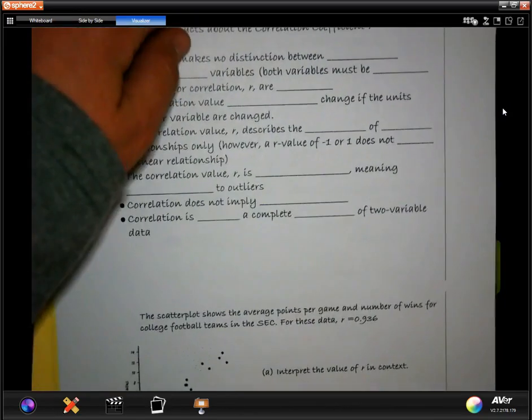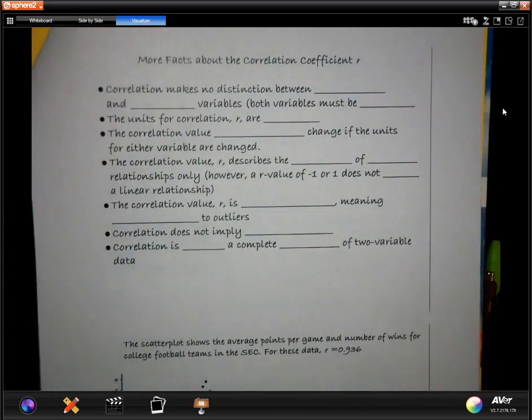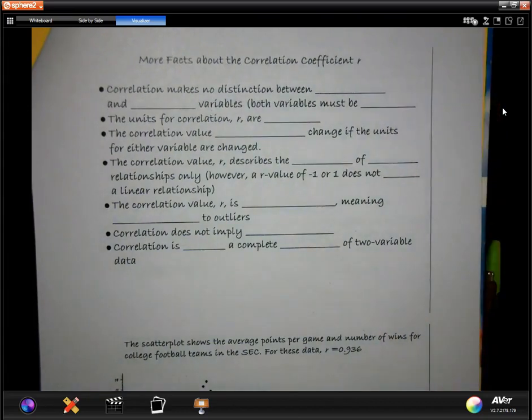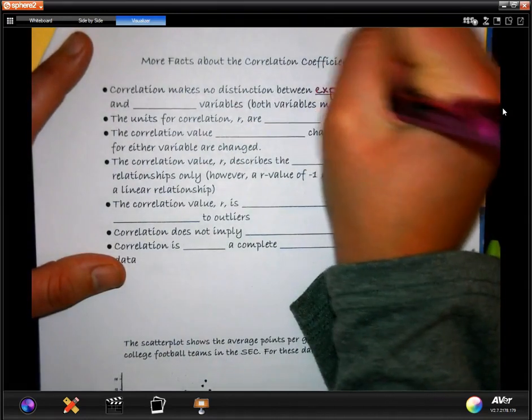Like I said, in your homework there's a question, I think it gives you 3 statements, and it says, what's wrong with these statements? If the r value is outside the -1 to +1 range, that's what's wrong with it. And here are some other weird facts about r. Correlation makes no distinction between explanatory and response variables.